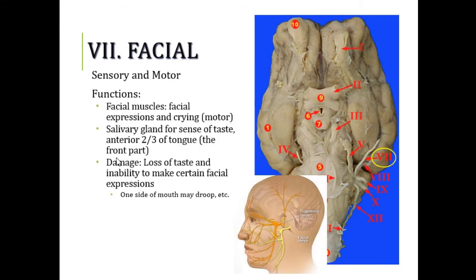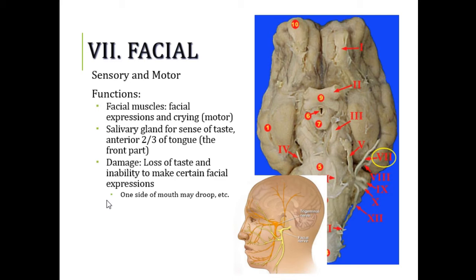And then let's look at cranial nerve 8, which is the facial nerve, which is both sensory and motor. So it is responsible for controlling facial expressions and crying, which is a motor responsibility, and then controlling the salivary gland for taste and the anterior 2/3 of the tongue. So the front 2/3 of the tongue. And damage here can be a loss of taste and inability to make certain facial expressions.